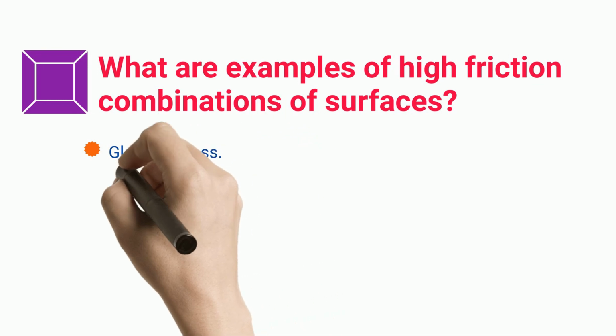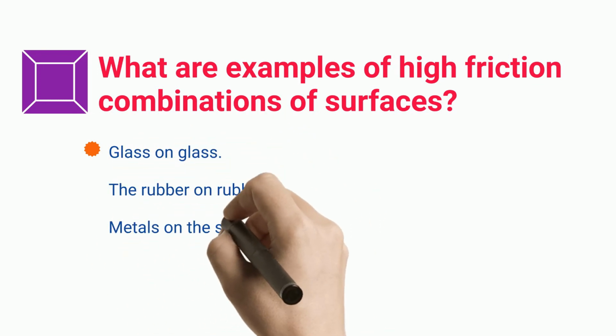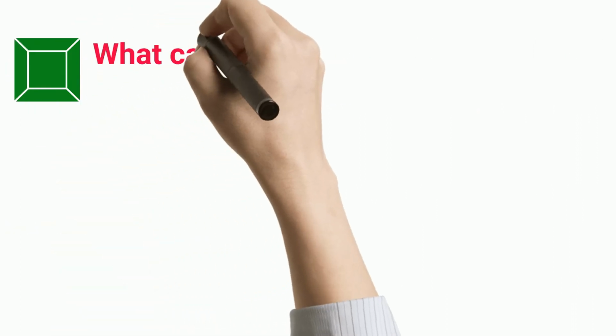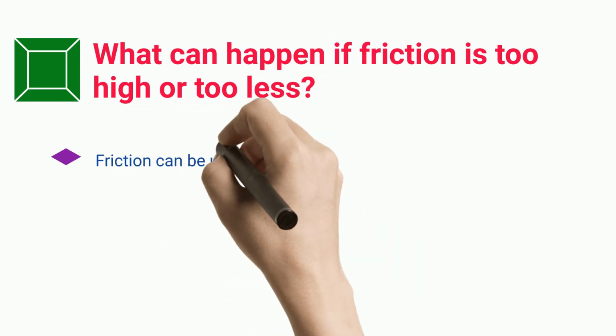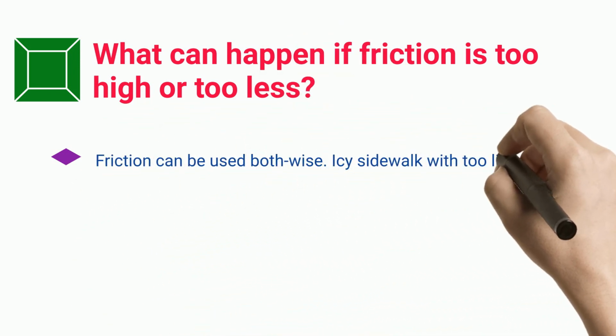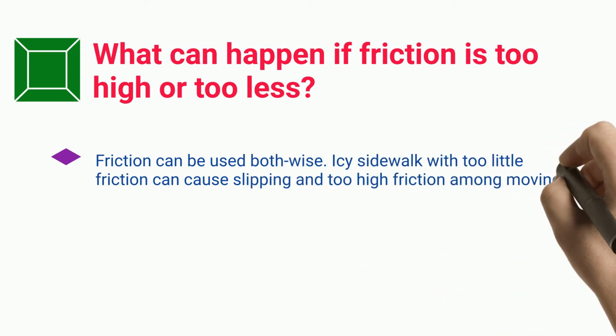What are examples of high-friction combinations of surfaces? Glass on glass. Rubber on rubber. Metals on the skin. What can happen if friction is too high or too low? Friction can be a problem both ways. An icy sidewalk with too little friction can cause slipping, and too high friction among moving parts of a car engine can cause breakdown.